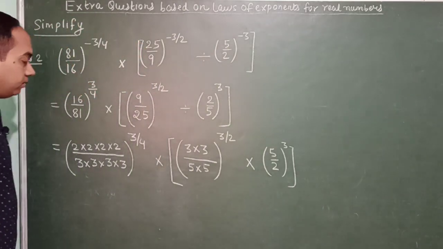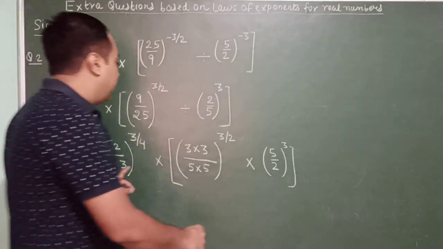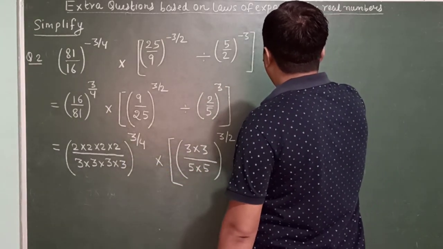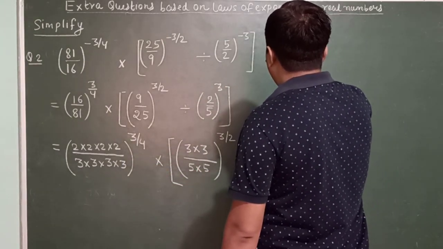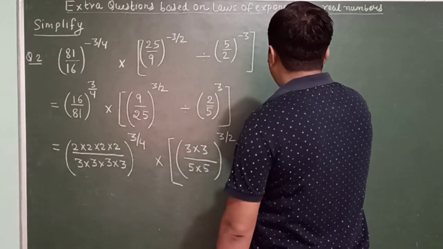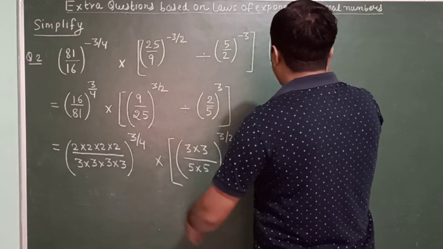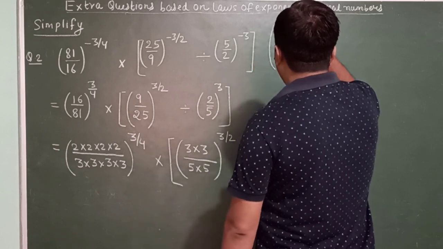Okay, now in the next step, see 2 is repeating itself 4 times, so I am writing 2 power 4 upon 3 is repeating itself 4 times, so I am writing 3 power 4, and outside the power will be 3 upon 4.